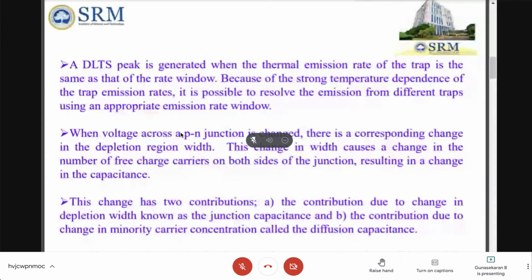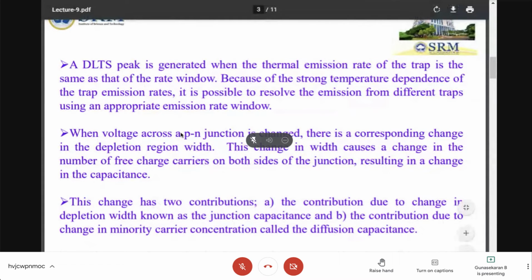So there are two different ways you go to take that content. One is forward bias. You say that is a junction capacitance. The other one is a diffusion process. You say that is a diffusion. The contribution due to changes in the depletion width, you say that is a junction capacitance. And the contribution due to the change in minority charge carriers is called diffusion capacitance.